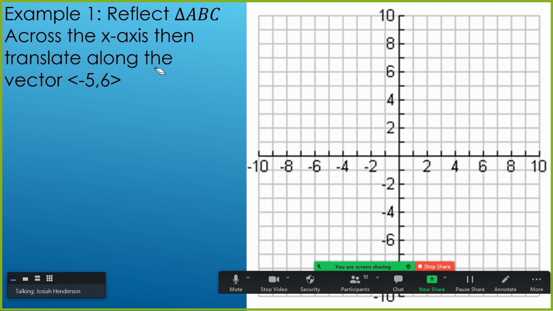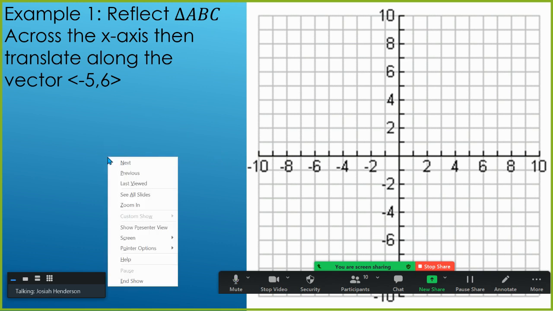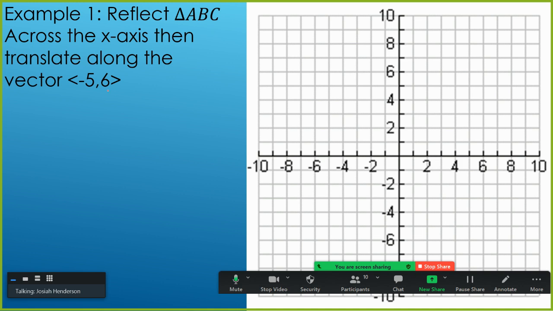There we go. Okay, so reflect ABC across the x-axis and then translate along the vector -5, 6. So this vector, it's telling us it's a translation and it's telling us these numbers, -5. So that's going to be like going left because the first number always goes with x, right? Horizontal. The second number, that's up or down. So since it's positive, we're going to go up because that always goes with vertical.